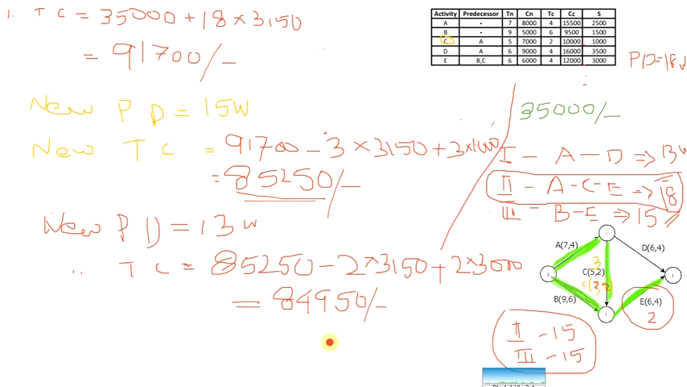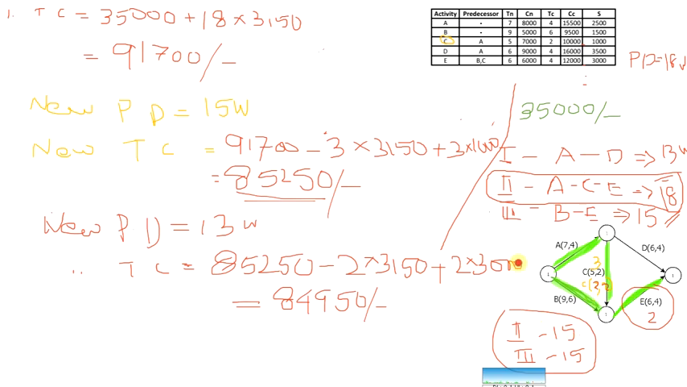84,950 rupees. 84,950 is the new total cost of the project. Okay, so it has reduced from 85,250 of the previous one. That means it has come down, and this will be the optimum value. Now we have to try crashing another one.